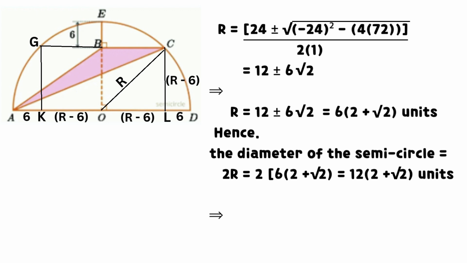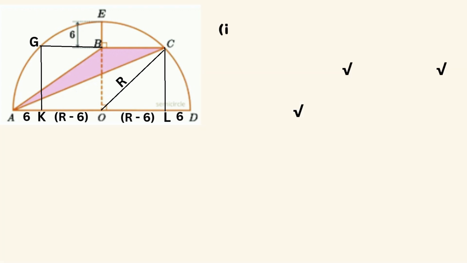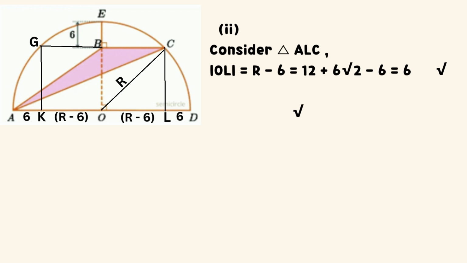Hence, the diameter of the semicircle equals 2 times R, which equals the product of 12 and the sum of 2 and the square root of 2 in units, as shown on the screen. Solution to question 2. Required to find the area of triangle ABC.